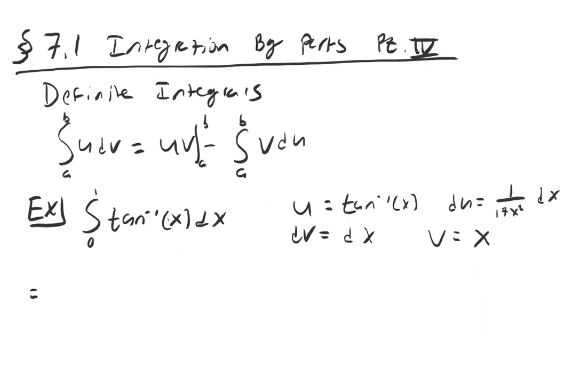So this integral then is going to be uv. So I'm going to get x arctan of x. Sorry, let me stick with the notation I started with. It's easier for me to write arctan. So x arctan of x, and I'm going to evaluate this between 0 and 1. I'm going to do minus the integral of v du here. The integral of v du is, going from 0 to 1 again, 1 over 1 plus x squared times x. I'm going to get x over 1 plus x squared dx.